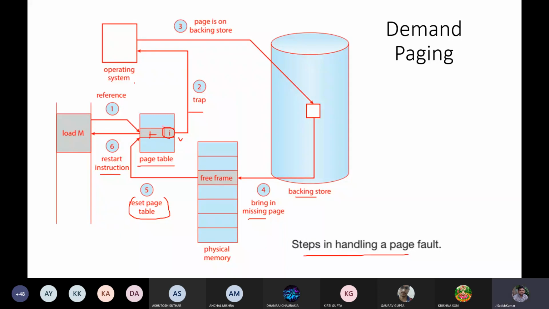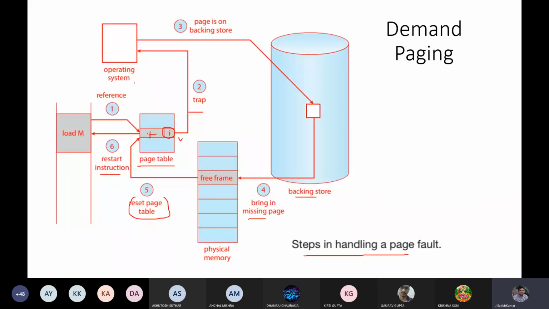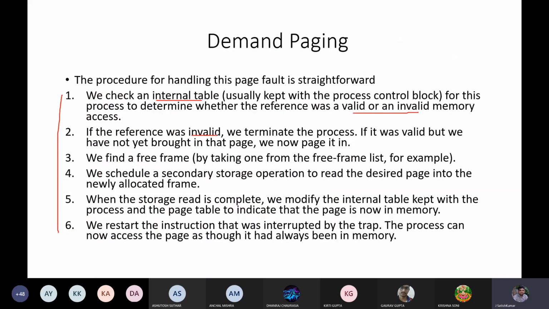I repeat it. Whenever a page is invalid, the trap will make the operating system look into the backing store. If that page is available, it will be brought into a frame, then the page table is reset, invalid made valid, then the instruction is restarted. Okay. So these are the 6 steps I explained here. We will check an internal table for the process to determine whether the reference is valid or invalid. That is step 1. Step 2, if the reference is invalid, we terminate the process. If it is valid, we will page it in.